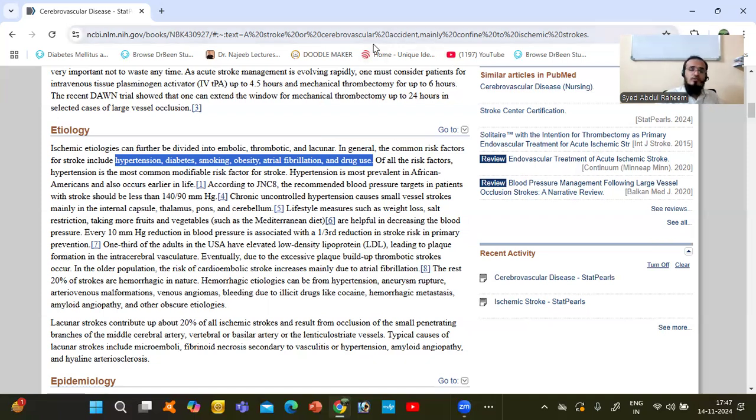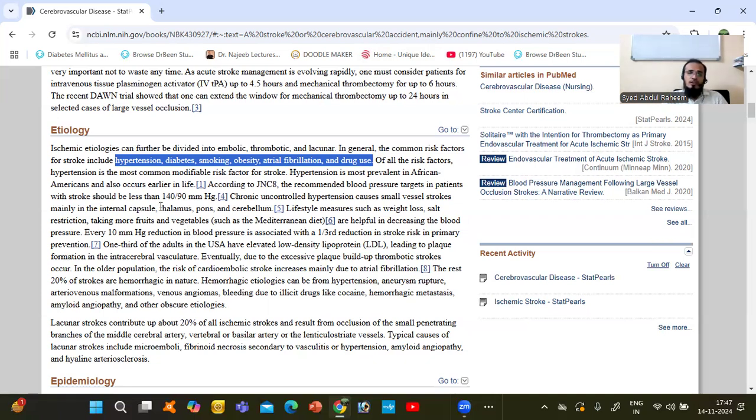Okay. So nowadays it's common. That's the reason stroke is also common. Among all these risk factors, hypertension is the most common modifiable risk factor for stroke. Okay, so here is a very, very important thing: from among those, hypertension is very important. Hypertension is the main cause of stroke. So we can prevent hypertension.